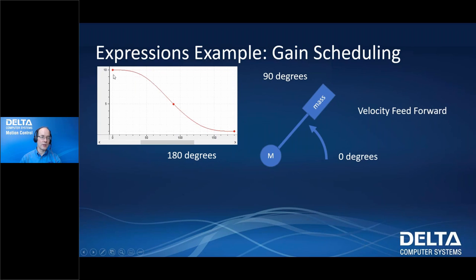So we could do this. We could say at 0 degrees, we have a lot of feed forward here in this curve. And at 90 degrees, we have less. And at 180 degrees, we have even less. And now we could use this curve for gain scheduling and get a lot better control on the system.